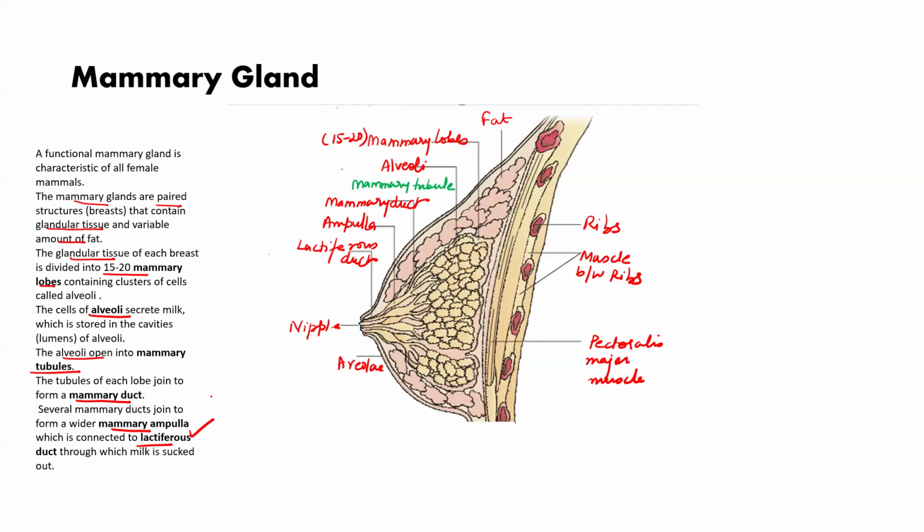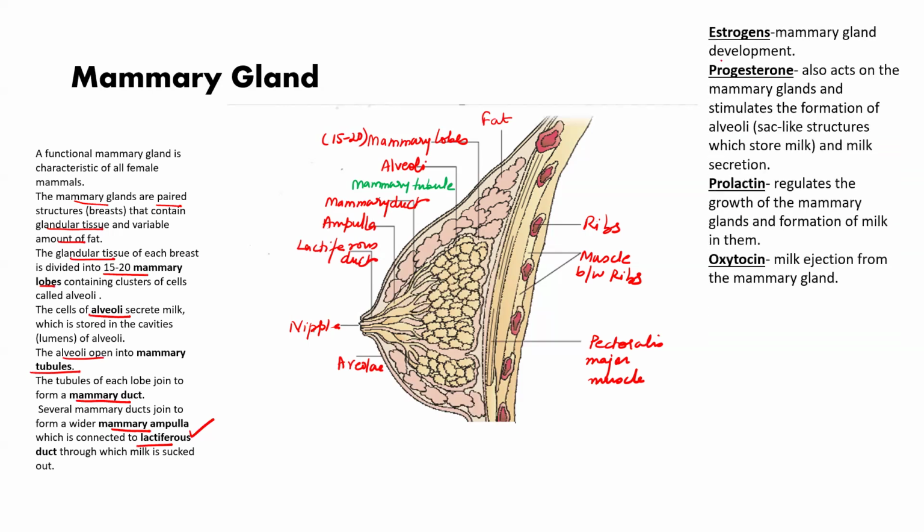Now, again, a very important concept from your 11th class chemical control and coordination chapter. See here. Estrogen is the one which is responsible for mammary gland development. All these are from that NCERT. Please check your endocrine chapter. From there, I have taken the statements. Progesterone also acts on the mammary gland, stimulating the formation of alveoli and milk secretion. Please understand this very properly, a very important question. The progesterone is for the formation of alveoli and for milk secretion.